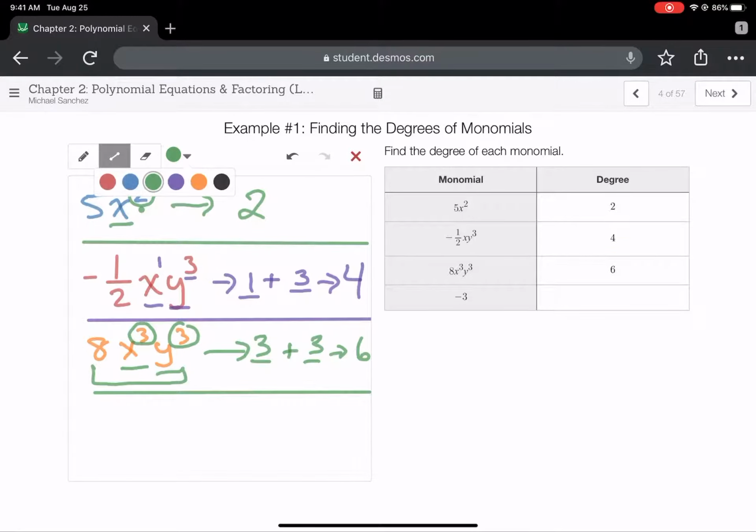And then our last one is -3. So we're going to add the exponents of all the variables. There are no variables, no letters, so then our degree is 0.